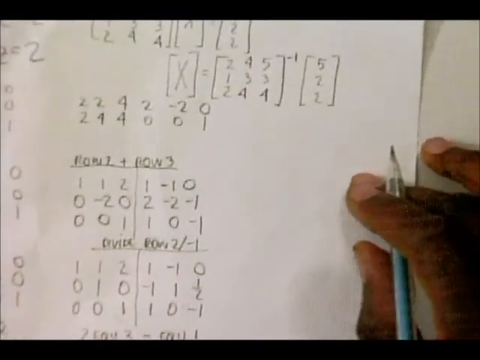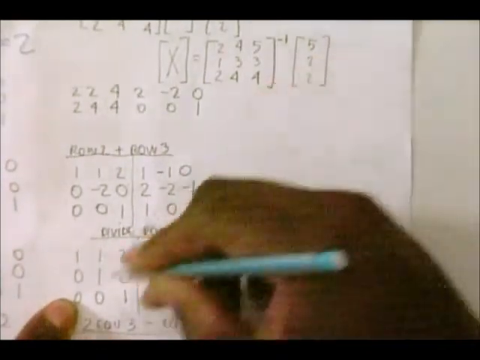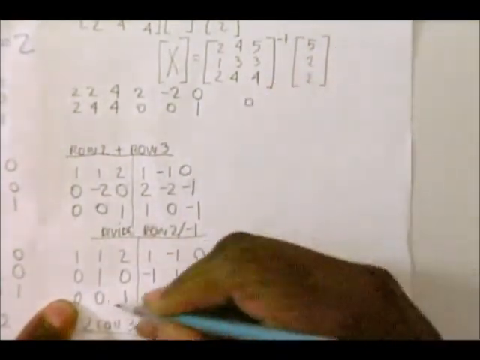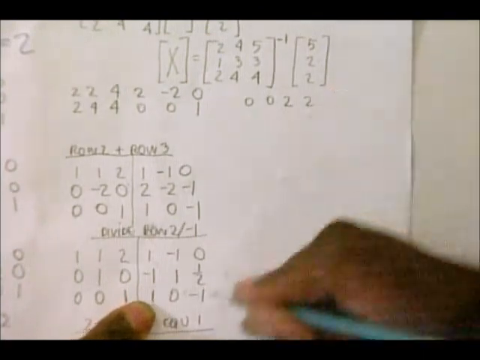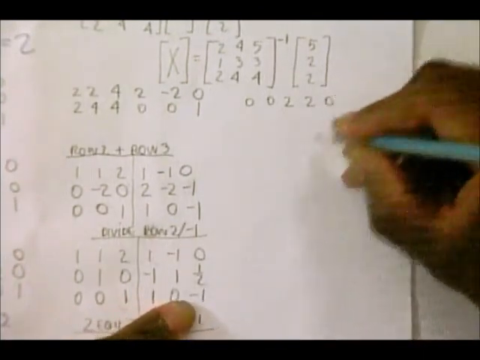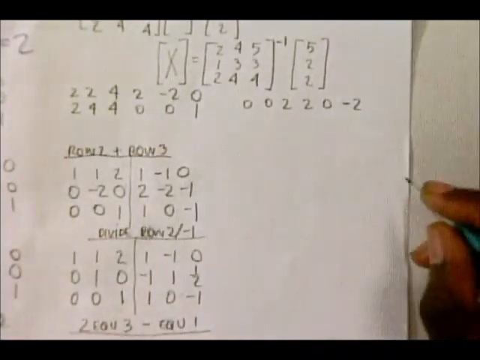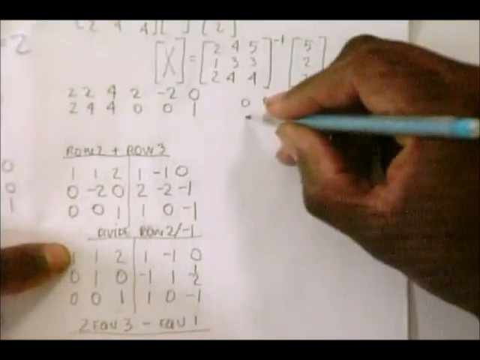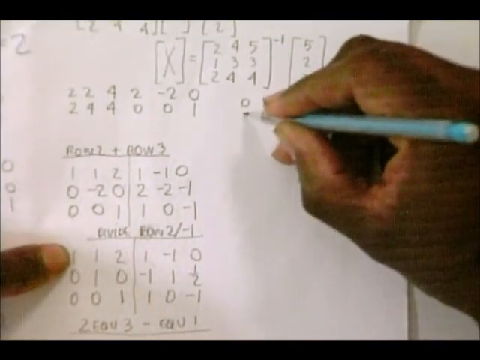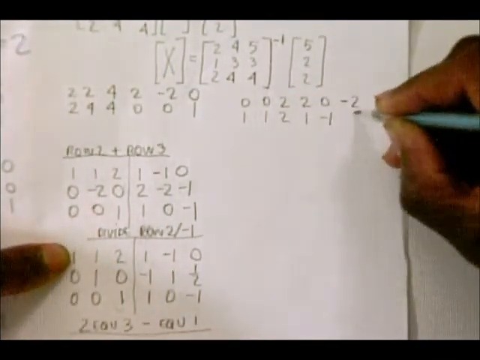All right, so 2 times this bottom equation would give you 2 times 0 is 0. 2 times this 0, that's 0. 2 times 1 is 2. 2 times this 1 is 2. 2 times 0, that's 0. 2 times negative 1, that's a negative 2. All right, so we multiplied equation 3 by 2. Now what we're going to do is we're going to subtract equation 1. So equation 1 is 1, 1, 2, 1, negative 1, 0.